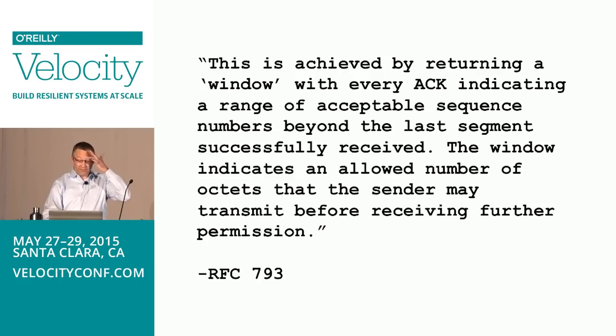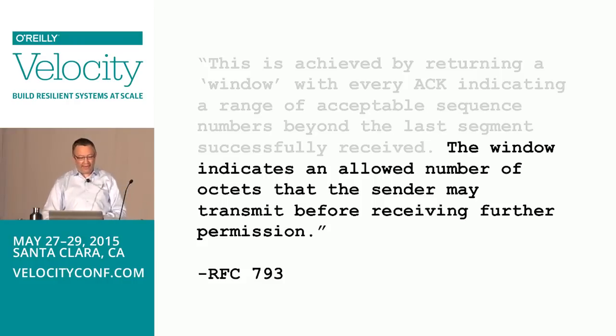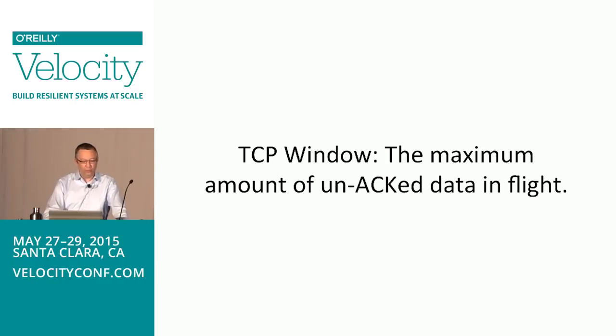Here's what the RFC says about flow control. It says flow control is achieved by returning a window with every ACK. Here's the important part. The window indicates an allowed number of octets, that's bytes if you're a network engineer, an allowed number of octets that the sender may transmit before receiving further permission. Or to put it a different way, the window is the amount of unacknowledged data that can be in transit at any given time. So to understand how the window provides for flow control, we'll look at another example.